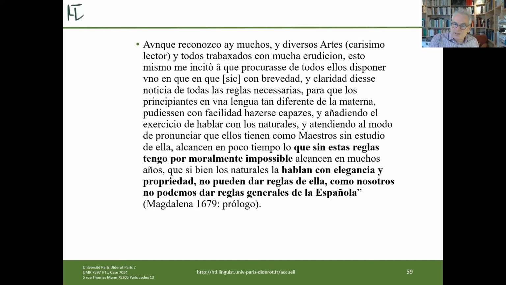But then he says again, muchos años que si bien los naturales la hablan con elegancia, the native speakers are speaking with elegance, y propiedad, and no pueden dar reglas, they cannot give the rules. And we, como nosotros, no podemos dar reglas generales. We cannot even tell the learner of Spanish about the rules. They are just for the grammarians. So here's a parallel with what we have seen in Mexico.